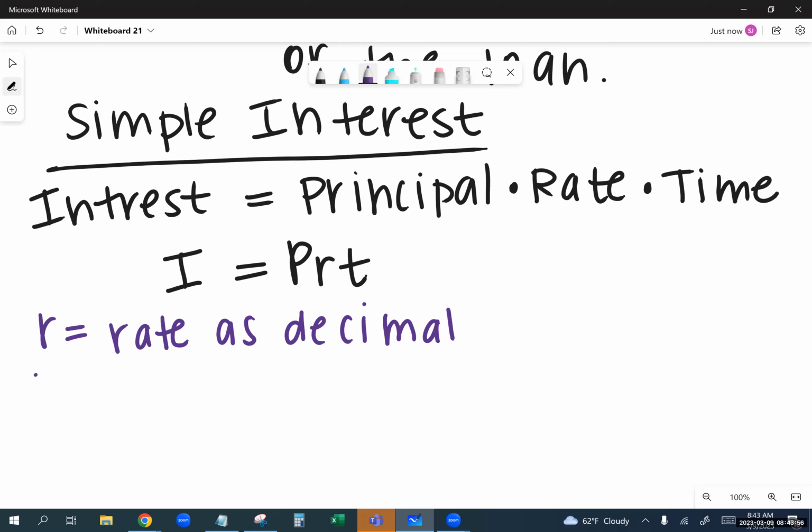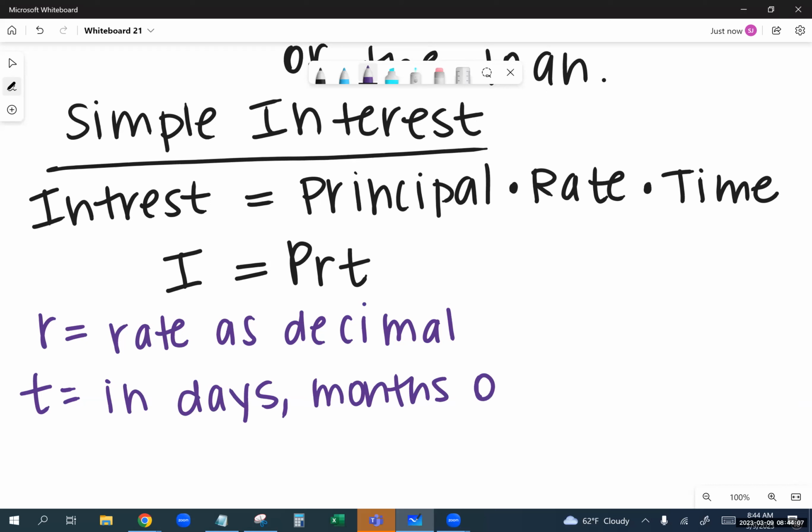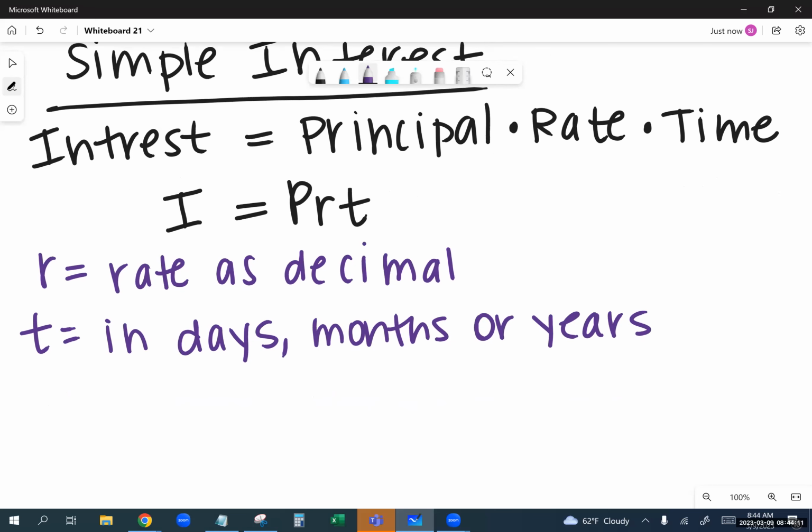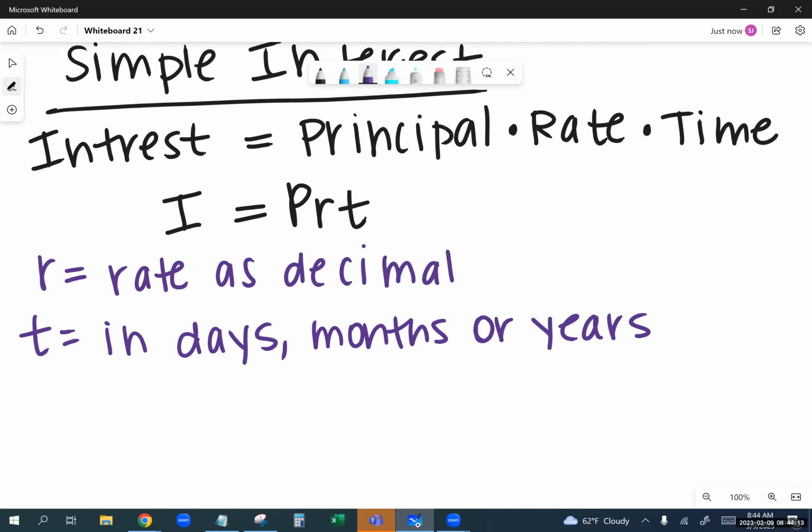Our time is in days, months, or years. They do something kind of funny in a way. It's usually called a banker's rule. They don't tell you that, but this is what they do. They assume, okay, so this is like a little note on our time.